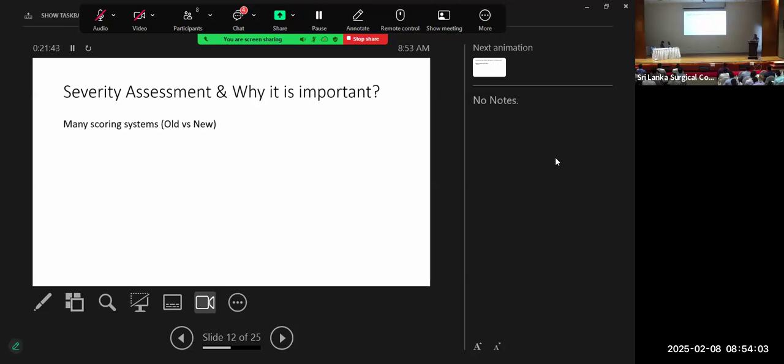So what are the scoring systems? There's a later scoring system also. There are scoring systems for early severity assessment and for the later stage.